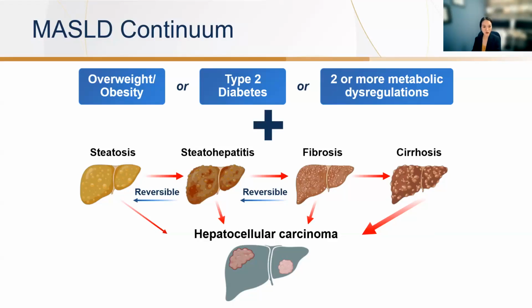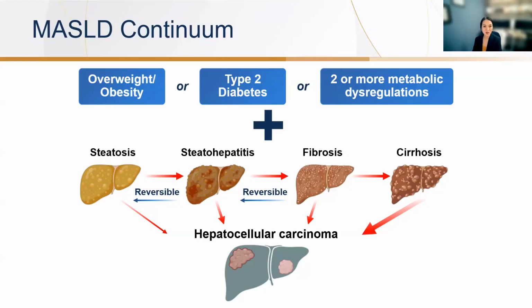I would say this is a story of fatty liver. If a patient comes in with BMI typically over 30, has obesity, or has type 2 diabetes, or 2 or more metabolic dysregulations, including sleep apnea, hypertension, hyperlipidemia, plus our main character today, fatty liver.